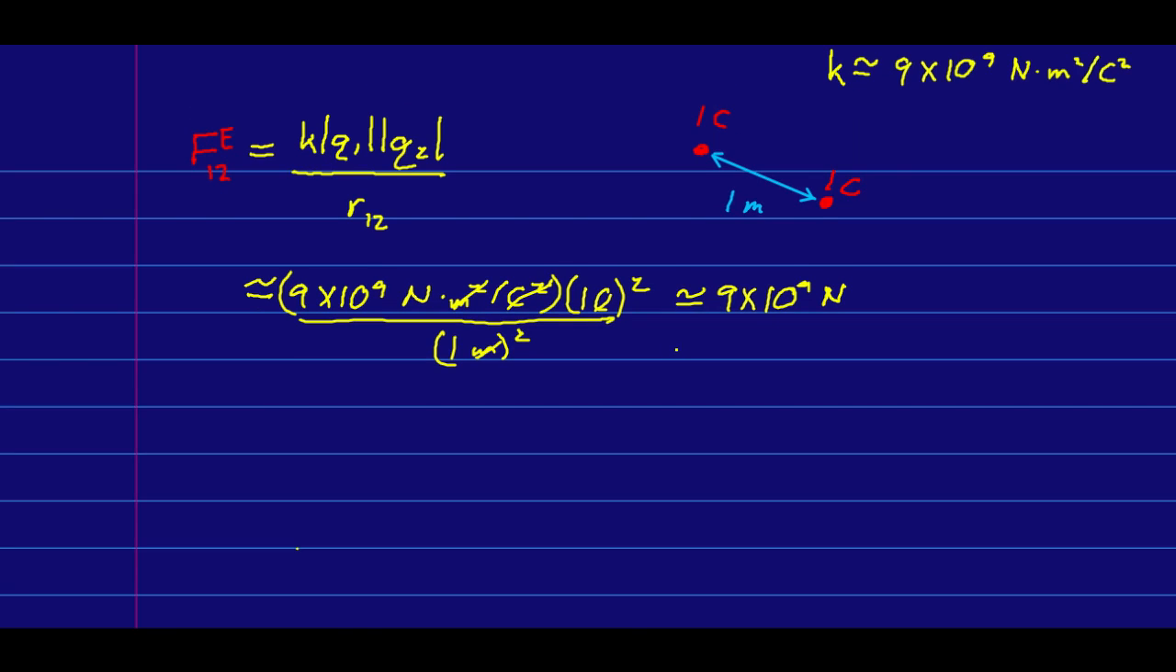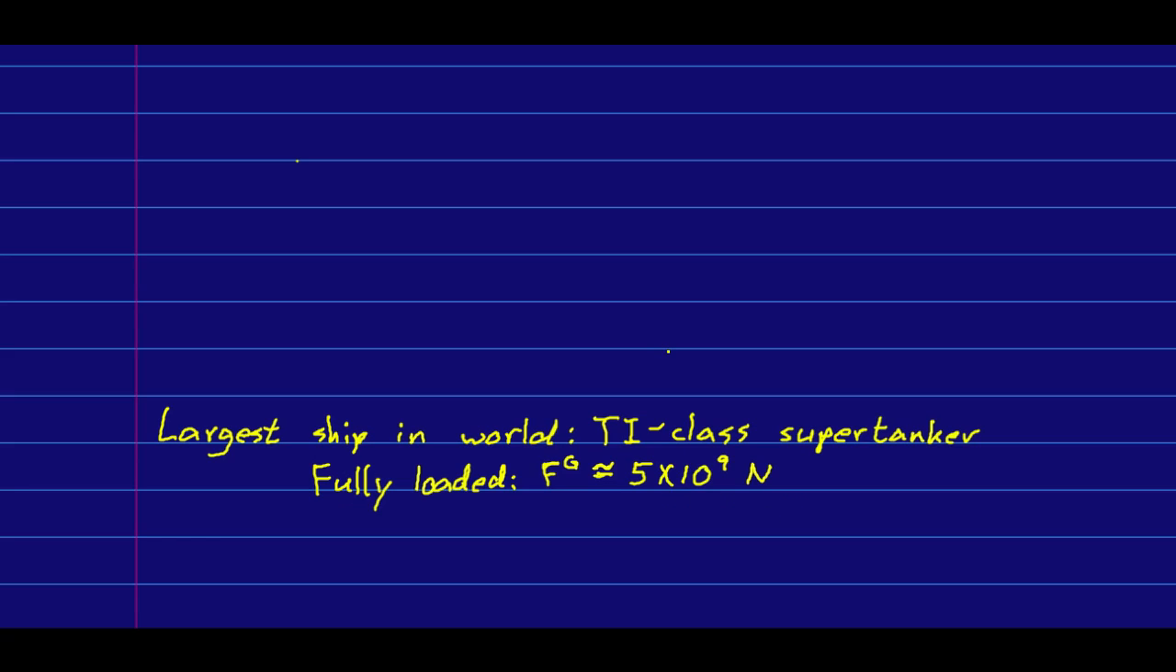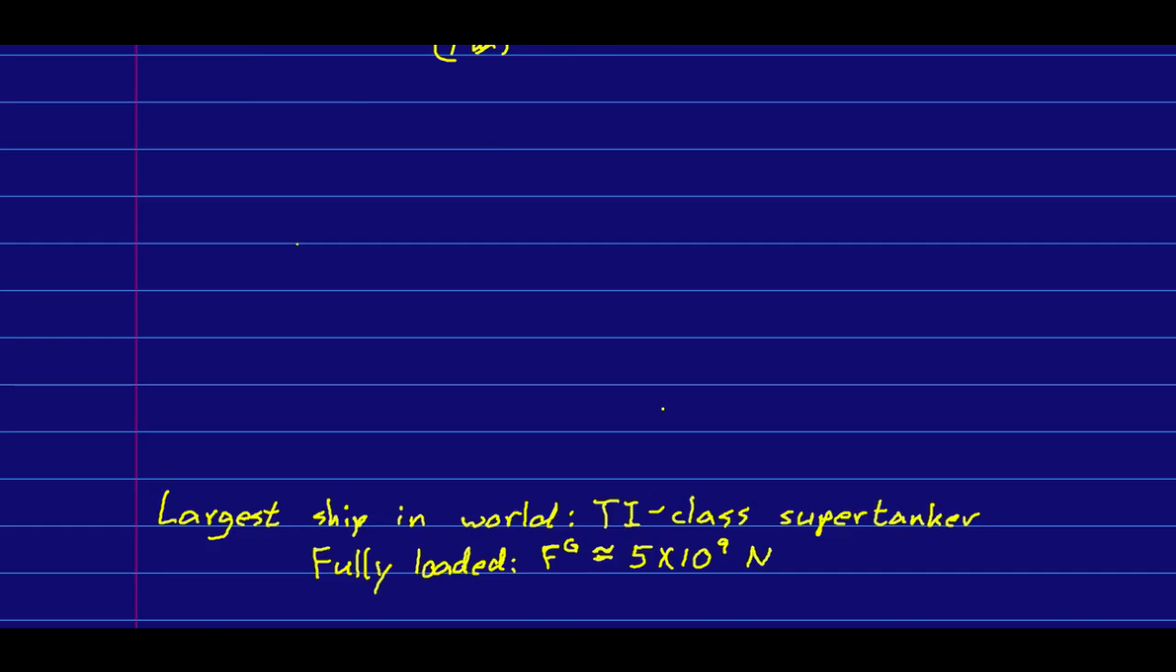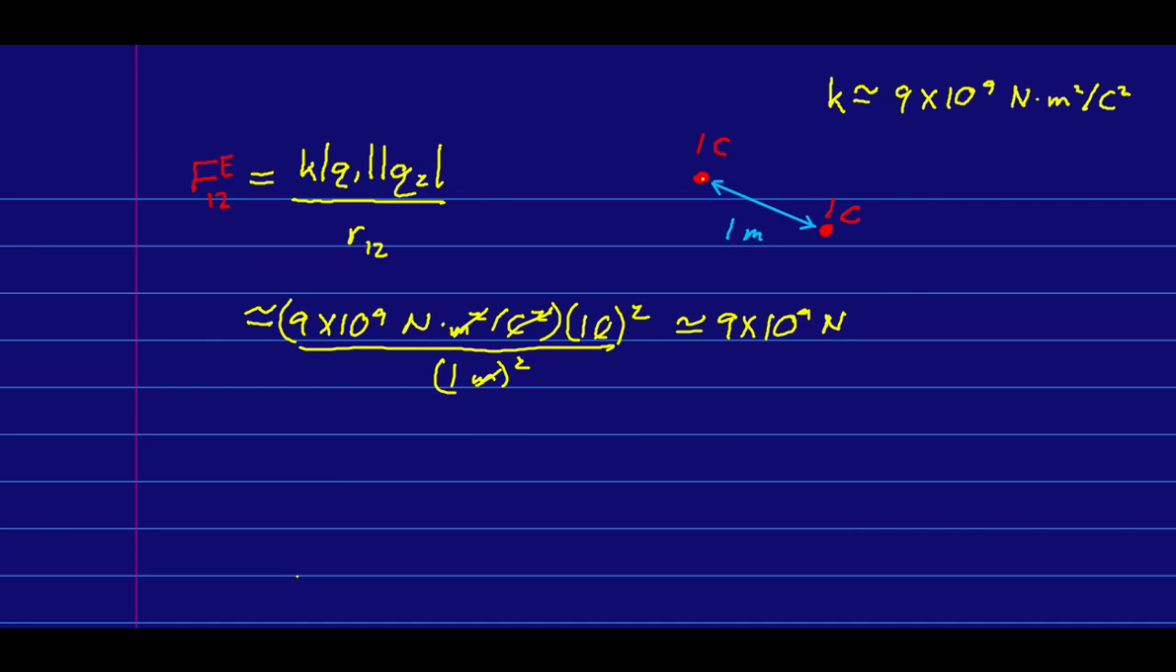Now, to put that into perspective, the largest ship in the world is the TI-class supertanker, and the gravitational force on a fully loaded TI-class supertanker is about 5 times 10 to the 9 newtons. So a stack of 2 fully loaded TI-class supertankers would have a gravitational force on it that is about the same as the electrical force on 2 1 coulomb charges separated by a meter. What this tells you is that a coulomb is a huge unit of charge. If you ever meet a 1 coulomb charge, my advice is run.